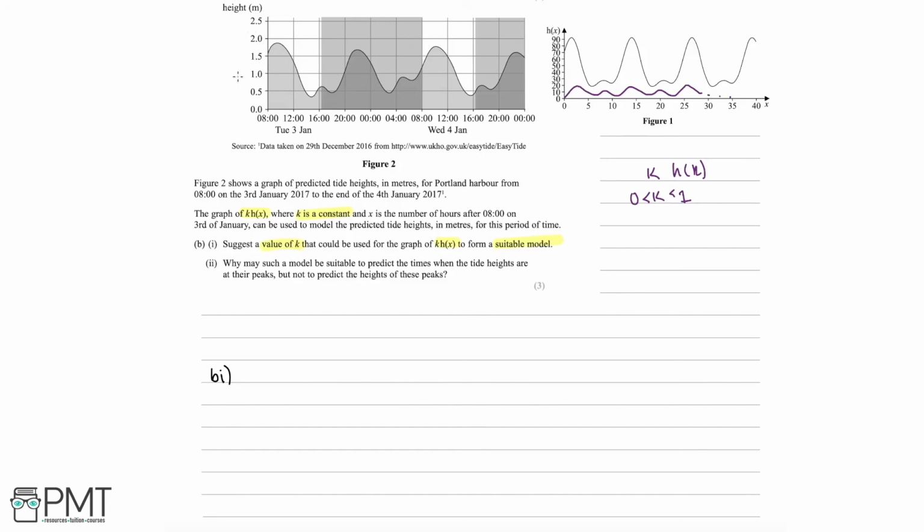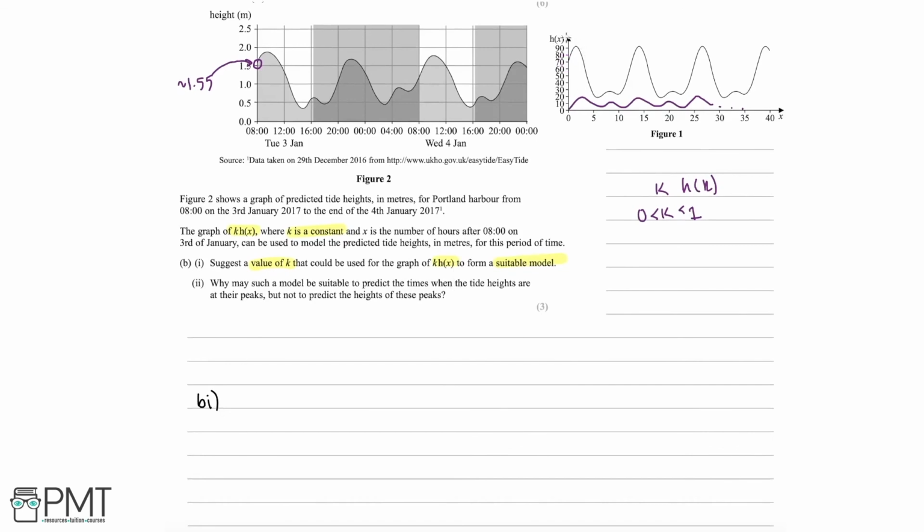So in figure 2, our y-axis is intercepted over here, and this is about 1.55. Our graph of h of x intersects our axis at 70, and thus, in order to scale down our graph of h of x to our graph in figure 2, we need to multiply it by a factor of 1.55 all over 70, which is equal to 31 over 1400.